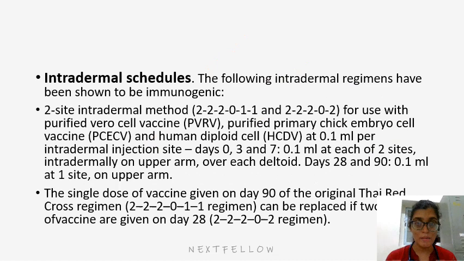Coming to the intradermal schedules, 2 sites intradermal method, that is 2-2-2-0-1-1 and 2-2-2-0-2, for use of purified Vero cell vaccine, purified chick embryo vaccine and human diploid cell vaccine at 0.1 ml per intradermal injection site. On days 0, 3, 7, 0.1 ml at each of 2 sites intradermally on upper arm over each deltoid. On day 28 and 90, it is 0.1 ml at one site on upper arm. The single dose of vaccine given on day 90 of the original Thai Red Cross regimen can be replaced if 2 doses of vaccine are given on day 28.